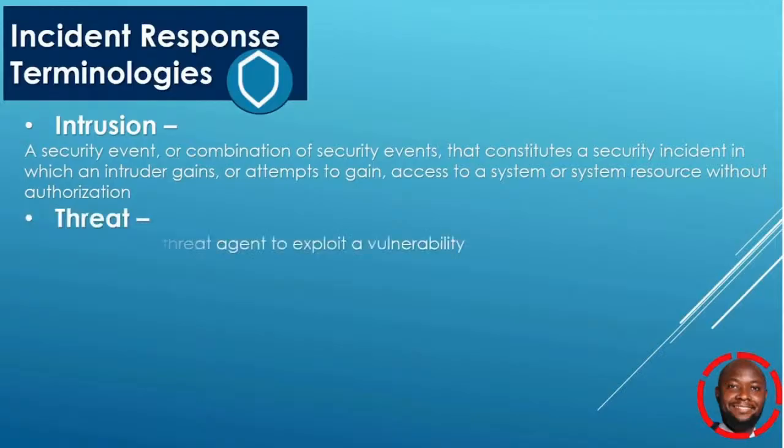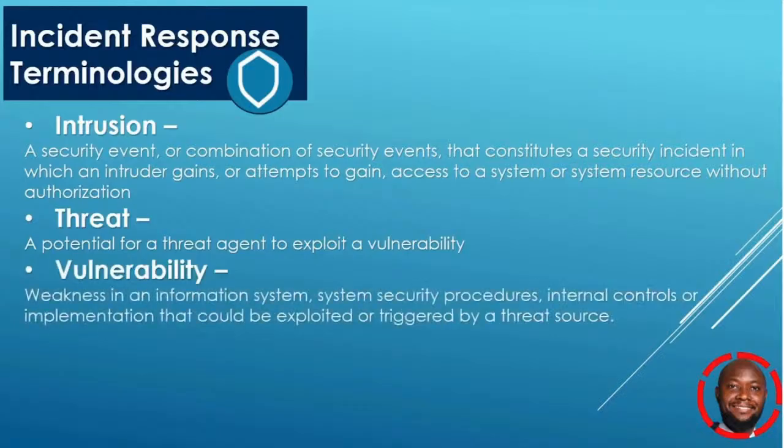Then we have a threat. A threat is the potential for an agent, a threat agent, maybe a piece of software or an application, to exploit a vulnerability within your system. So what is a vulnerability? A vulnerability is a weakness in an information system, or in the system security procedures, internal controls, or implementation, that could be exploited or triggered by a threat source. So when you have something within your system that can be taken advantage of or exploited from a source within or external to the organization, we call it a vulnerability.